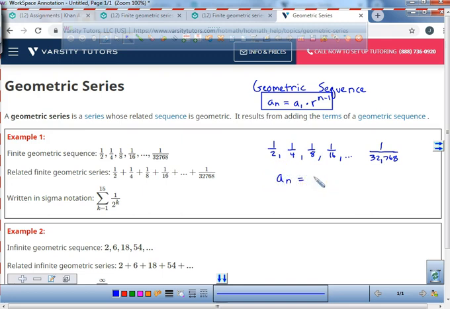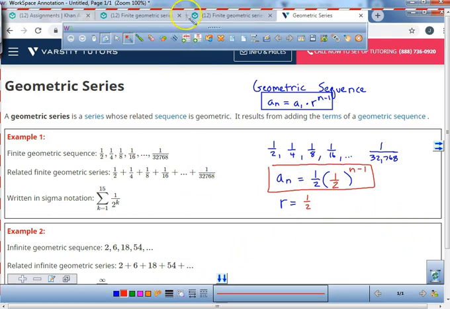Now, if we wanted to create a formula for this right here, I would say a to the nth term is the very first term, which is 1/2, times, what's our R value? What's the common rate? What's being multiplied to each one of these numbers? The R value is also a half, because a half times a half is a fourth, and 1/4 times a half is an eighth, and half of 1/8 is 1/16. So we put 1 over 2 to the power of n minus 1.